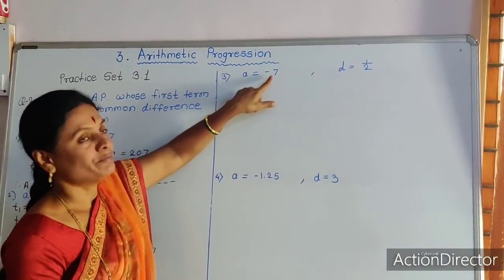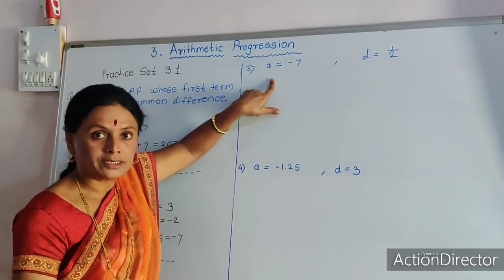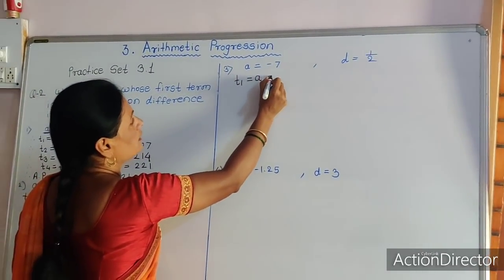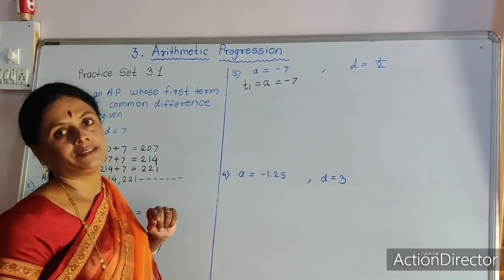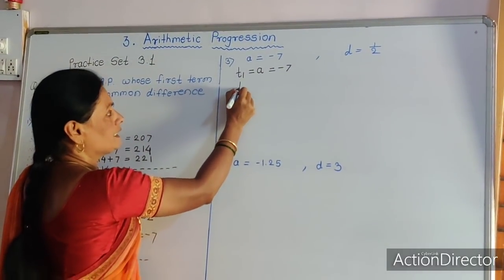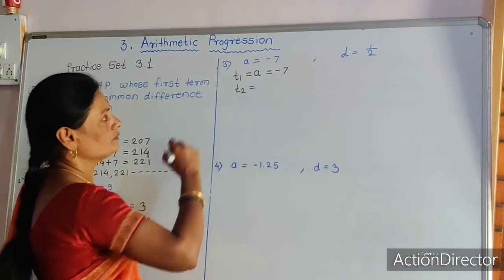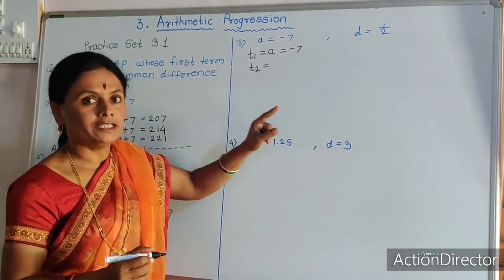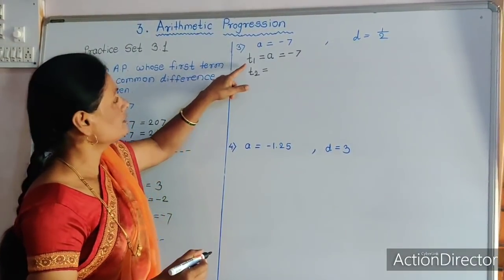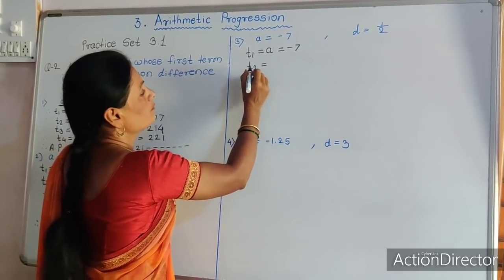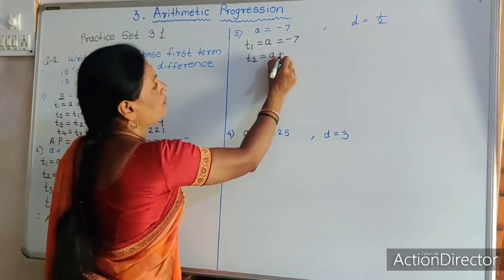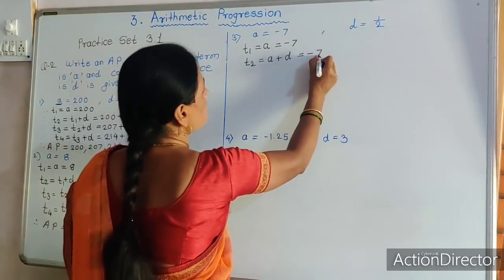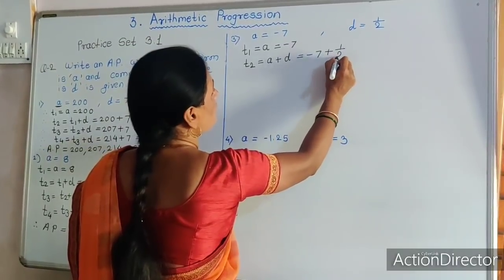In the next example, look here. A is equal to minus 7. A means the first term, that is T1. T1 is equal to A is equal to minus 7. Now we find the second term T2. How do we find the second term? We add the common difference D to the previous term, that is the first term, then we get T2. T2 is equal to A plus D is equal to minus 7 plus 1 upon 2.